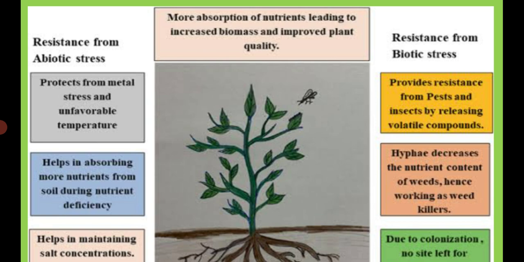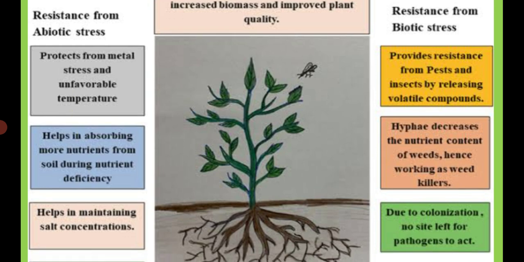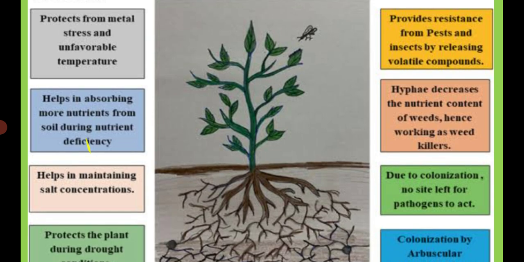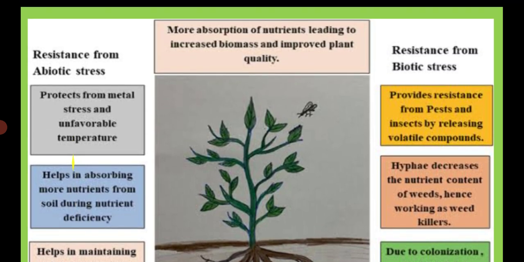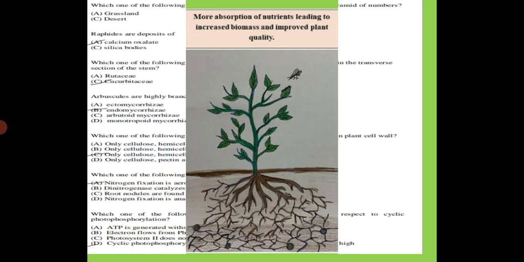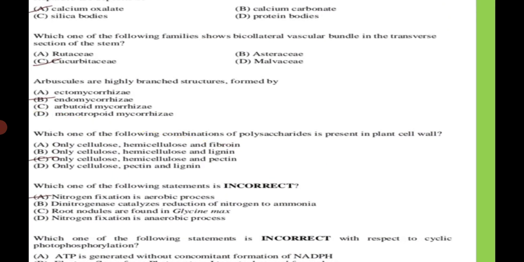Whereas arbuscules give resistance against biotic stress, they provide resistance to pests and insects by releasing volatile compounds. The hyphae of arbuscules decrease the nutrient content of weeds and hence work as a weed killer. Due to colonization, no site is left for pathogens to act. Colonization by arbuscular mycorrhizal fungi is useful for a plant. So, the endomycorrhiza forms arbuscules on a plant.